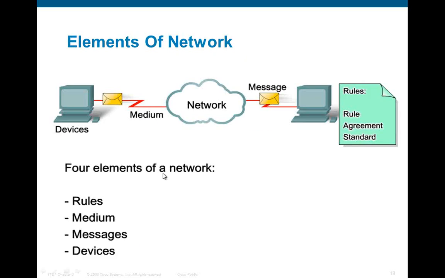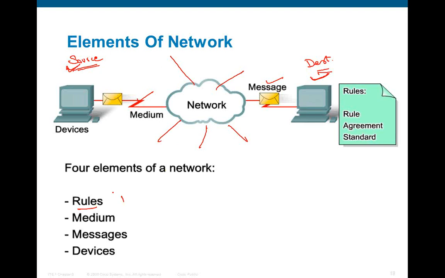Now, what are the elements of network? If you take network, there should be a sender, there should be a receiver, there should be a medium or media, and there should be a message. These are all the elements of networking. You need to have a source, you need to have a destination. Now, we are not the only source and destination. There are many sources and destinations connected to this network. So we should follow some rules so that everyone will be served.